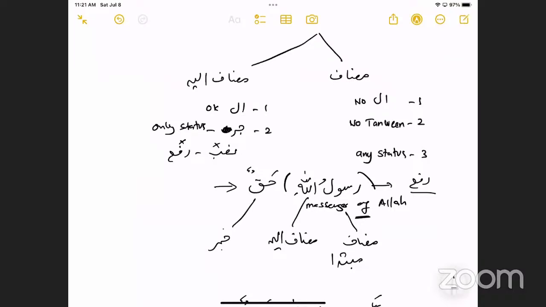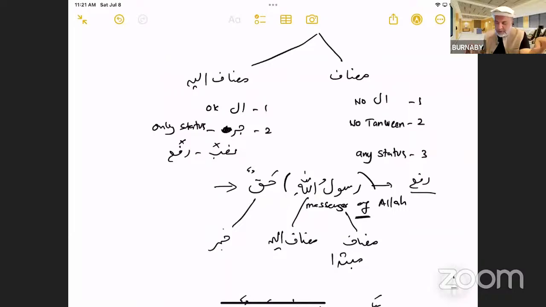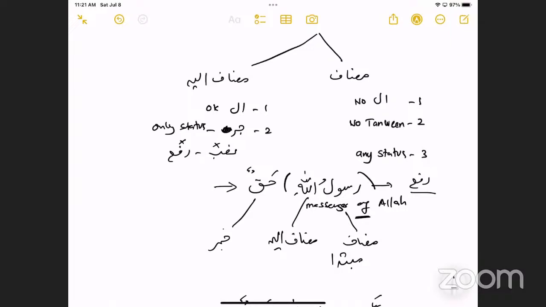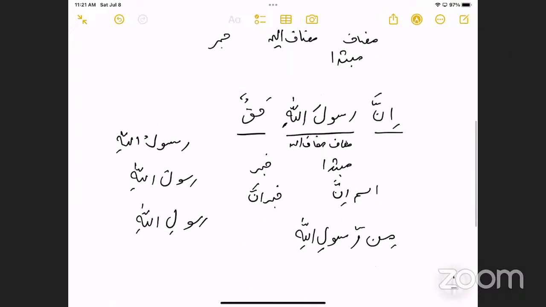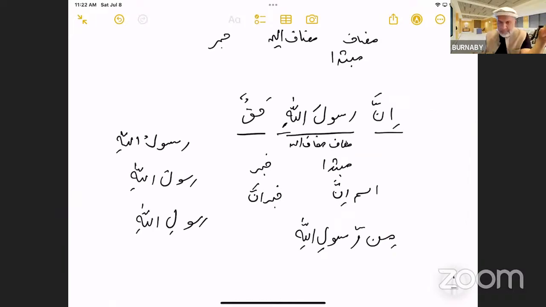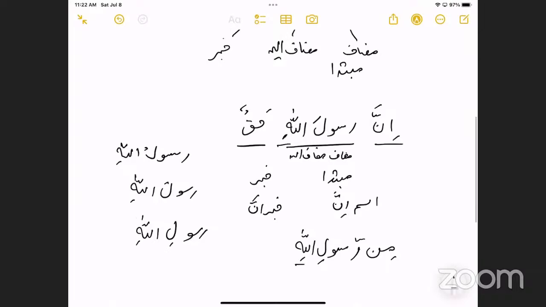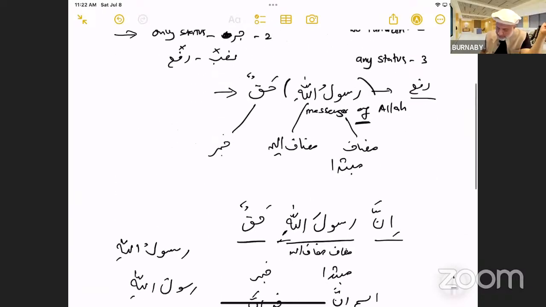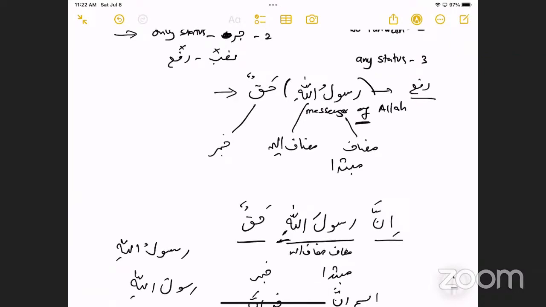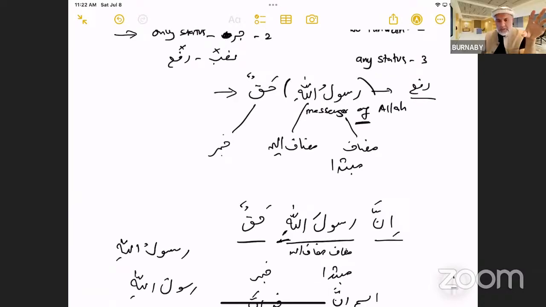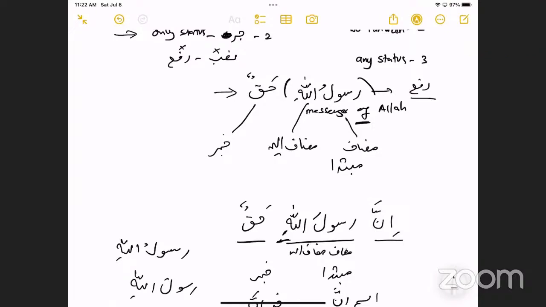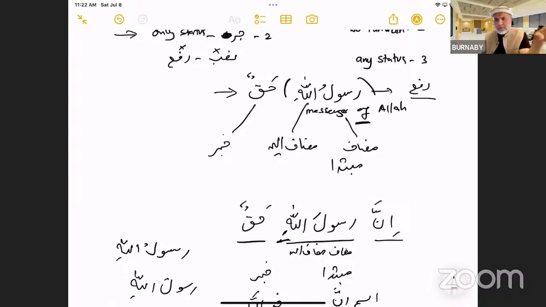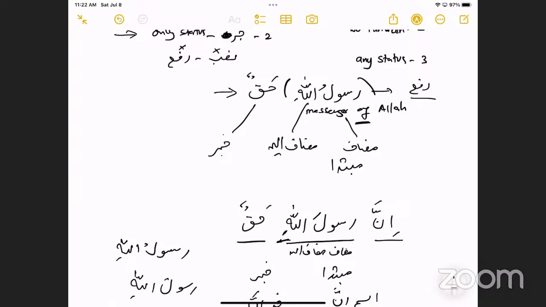I showed you with examples why and how it changes. But does anything happen to the mudafun ilayhi's status? No. Only jar. Look at it. Is it jar here? Yes. Over here, jar here? Yes. So the mudafun ilayh, what status will always stay? Jar. And the mudaf can change from rafa to nasab to jar depending on how we are using it in the sentence. Got it? Okay.